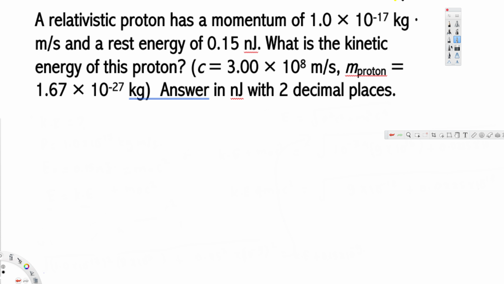Let's look at this problem right here. This question is asking: a relativistic proton has a momentum of 1.0 times 10 to the power minus 17 kilogram meter per second and a rest energy of 0.15 nanojoule. What is the kinetic energy of this proton? Here the question is asking us to find out the kinetic energy.